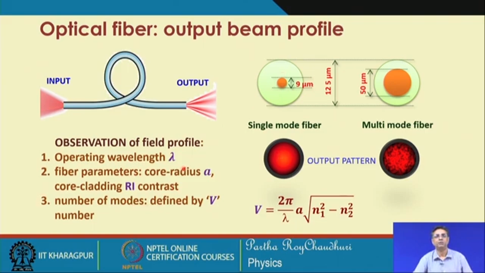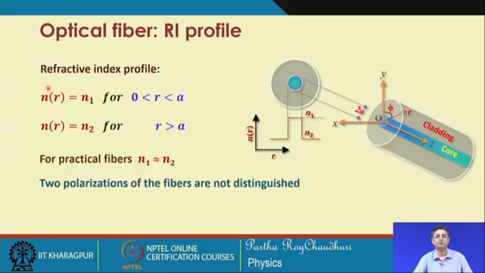So, the operating wavelength lambda, the fiber core radius a, and the core-cladding refractive index contrast are the factors that are going to decide the modes, the number of modes, through the definition of the V number, which we will discuss shortly. Okay, so the refractive index profile of an optical fiber can be well described.